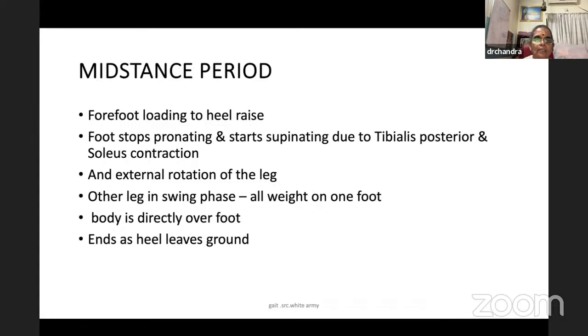And the other leg is in the swing phase. So all weight is in one foot, which is in the stance phase. In the mid stance phase, all weight is in one foot, which is in the stance phase. And the body is directly over that foot and it ends as the heel leaves the ground.